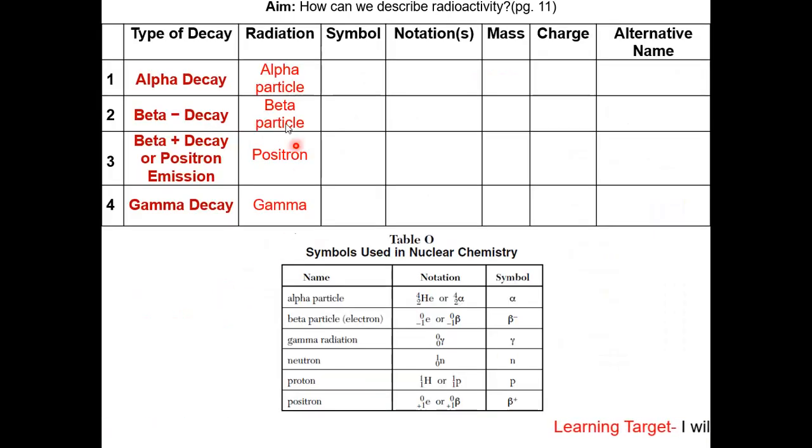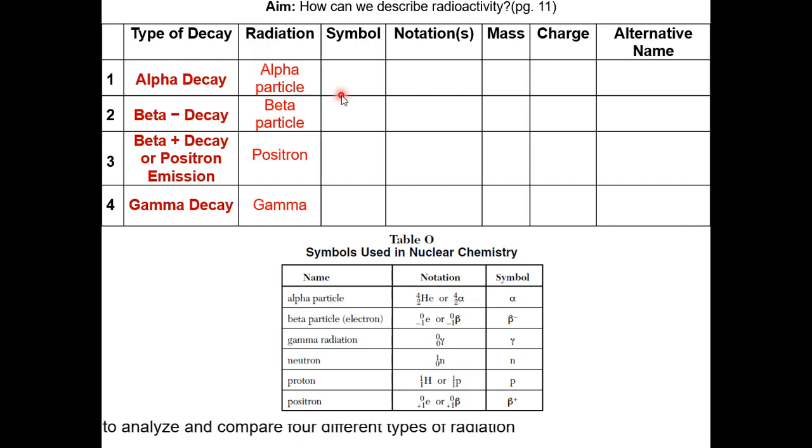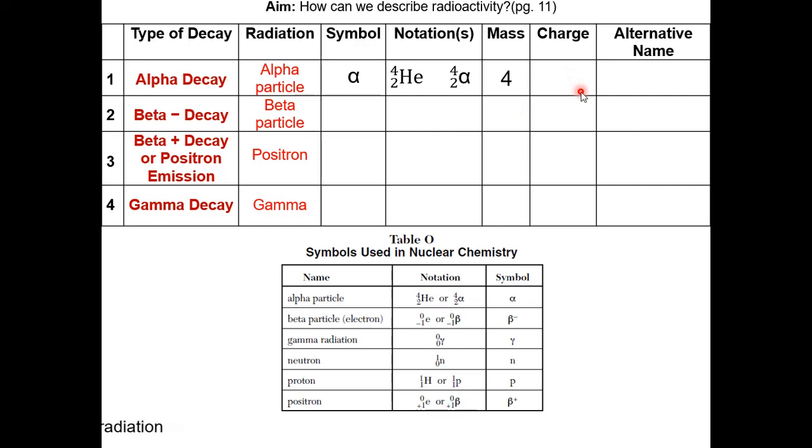Now we're going to complete the table based on Table O. The first type of decay is alpha decay. The radiation released is the alpha particle. This is the symbol of the alpha particle. There are 2 notations for the alpha particle. From Table O, the mass, you have to look at the top number, which is 4, and the charge is the bottom number, which is 2.